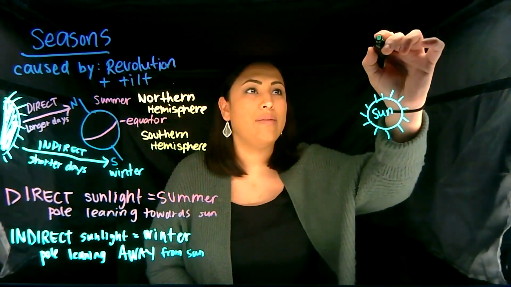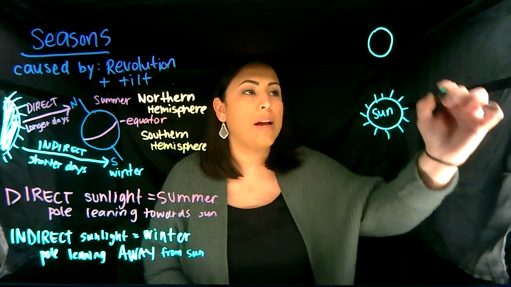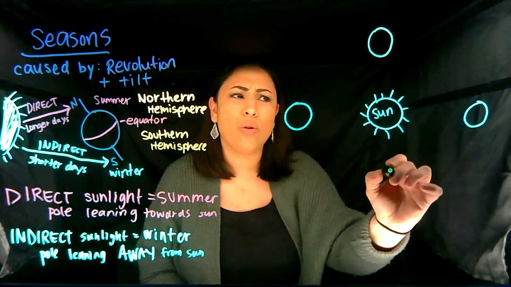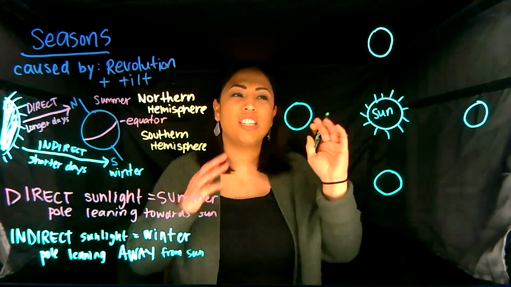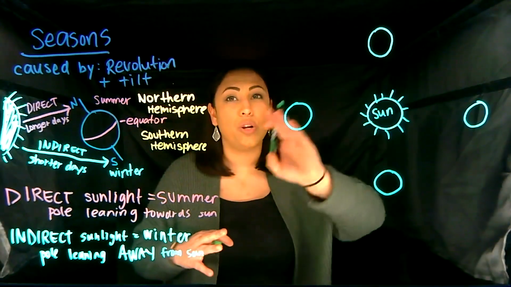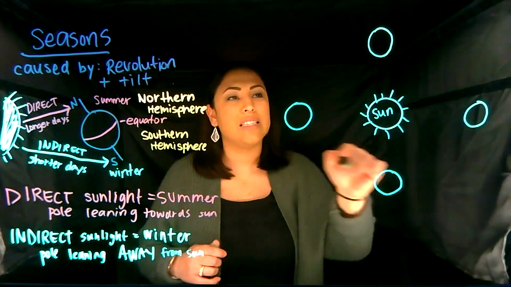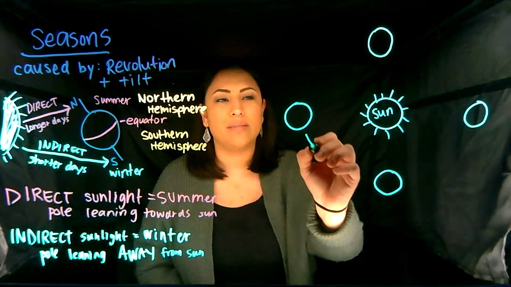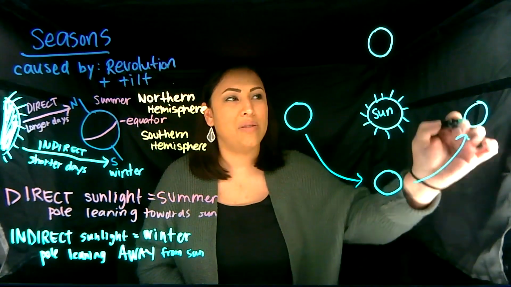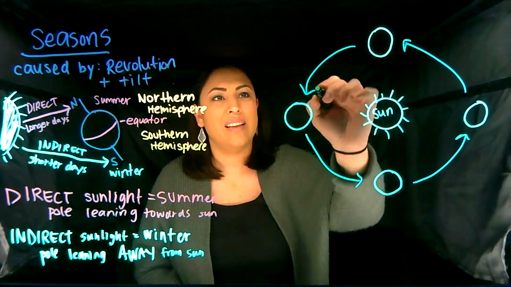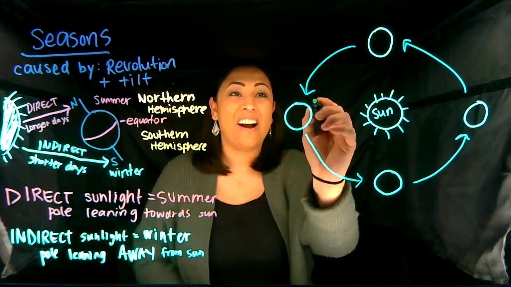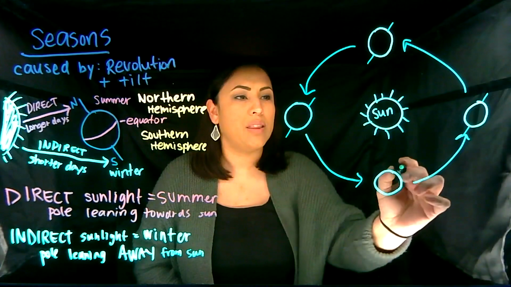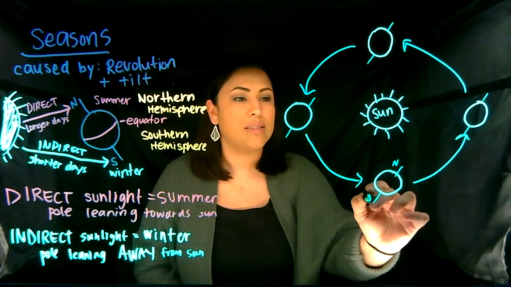So instead of drawing just one earth, I'm actually going to draw 4 different earths. Now, do we have 4 earths? No, this is just a representation so we can model and show you the different 4 seasons as it goes around or revolves around the sun. So now which way did we say it goes? Counterclockwise. What else are we missing? Our axis. Our north and south poles. I'm going to go ahead and label those N and S.